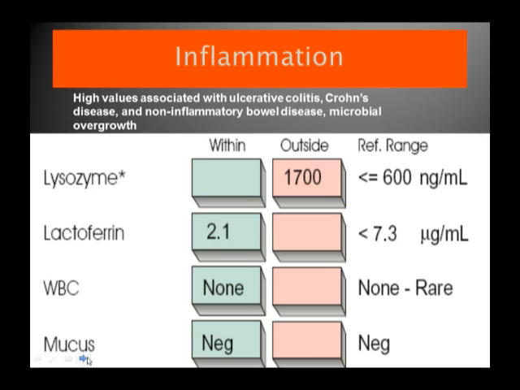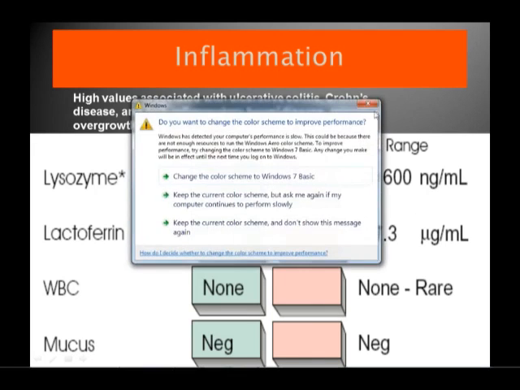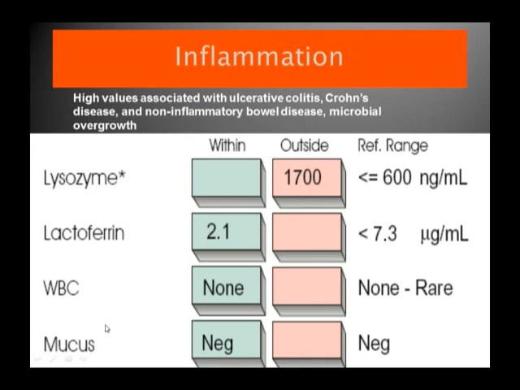Lysozyme is a marker of surface level inflammation. It can come about because of a food sensitivity. It could come about because of a parasite, bacteria, or yeast. Lactoferrin is going to be more indicative of an inflammatory bowel condition. WBCs would often be high in infection, but not always. And mucus can be elevated because of inflammation, but not always.